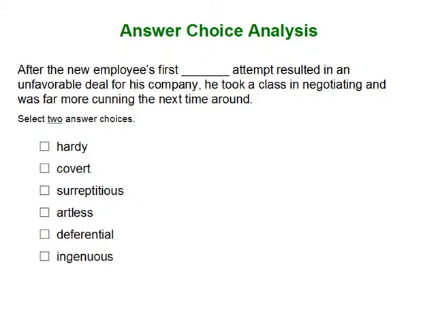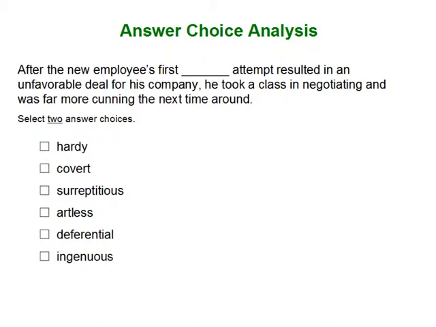After the first uncunning or non-cunning attempt, he took a class and was more cunning the next time. So recognizing that dichotomy or that pivot and then simply rephrasing cunning to non-cunning or uncunning for the first blank can be a very helpful strategy.